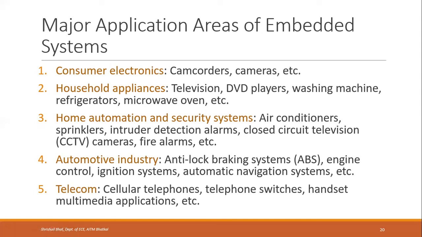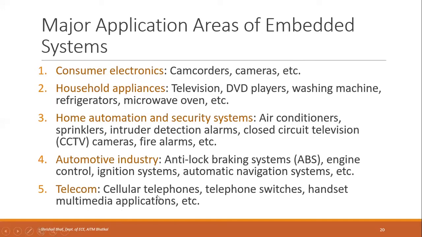Then home automation and security systems like air conditioners, sprinklers for your gardens, intruder detection alarms, closed circuit television or CCTV cameras, fire alarms or fire detectors. These are all examples for home automation and security. Then coming to the automotive industry, we have anti-lock braking systems or ABS, engine control, ignition control, transmission control, automatic navigation systems based on GPS. These are all examples for the automotive industry.